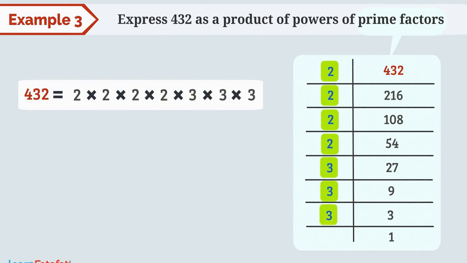Here 2 is repeated 4 times, so we write it in exponential form as 2 raised to the power 4. Similarly, as 3 is repeated 3 times, we write it in exponential form as 3 raised to the power 3. Hence, 432 is equal to 2 raised to the power 4 multiplied by 3 raised to the power 3.